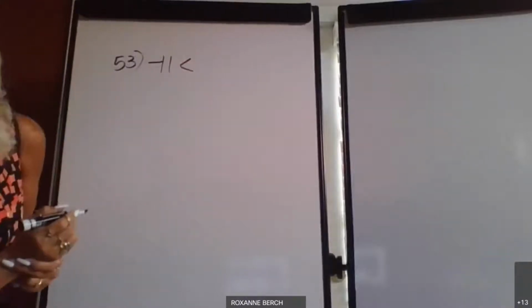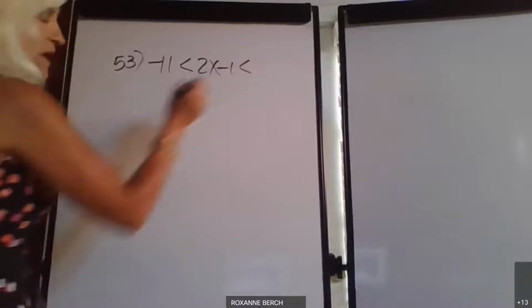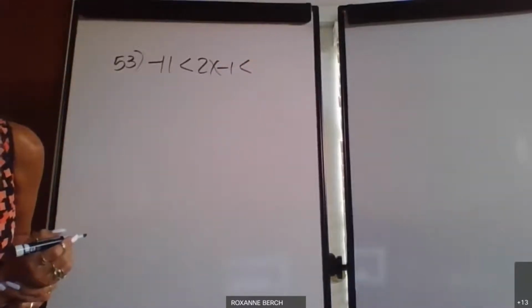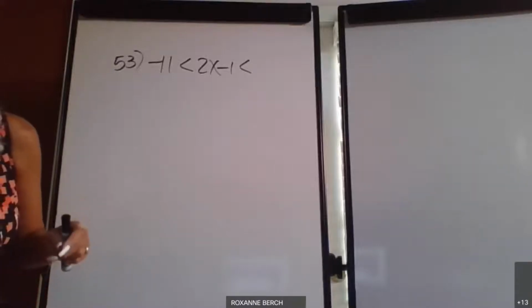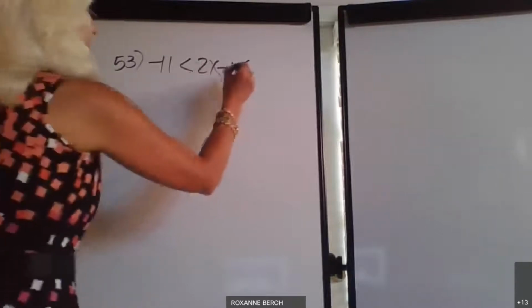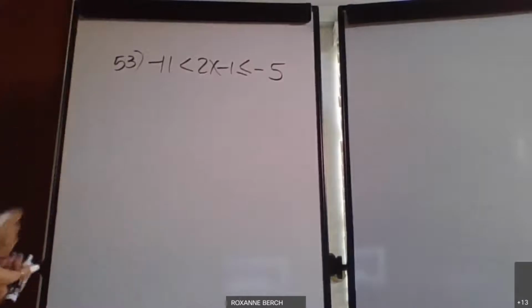Okay, this is an "and" because it's a compound sentence. And it's 2x minus 1 is less than, what is that, 1? I keep writing down the wrong problems. 2x, is it less than or equal to -5? Is that right, guys? Yeah.